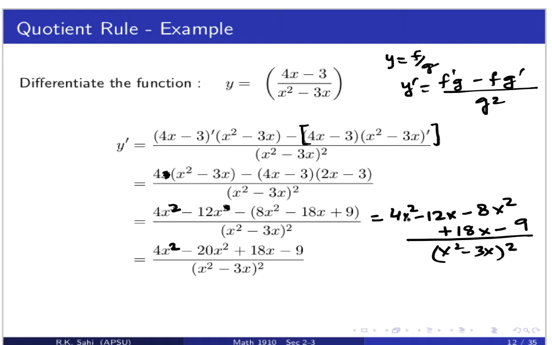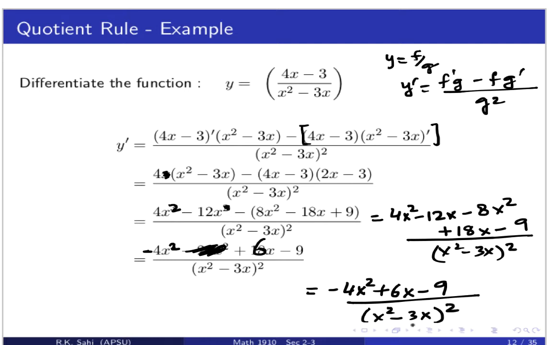So your final answer is 4x squared minus 8x squared, which is minus 4x squared, minus 12x plus 18x, which is plus 6x, minus 9, divided by (x squared minus 3x) the whole square. Let me write it in a nicer form. You have negative 4x squared plus 6x minus 9 over (x squared minus 3x) the whole square.